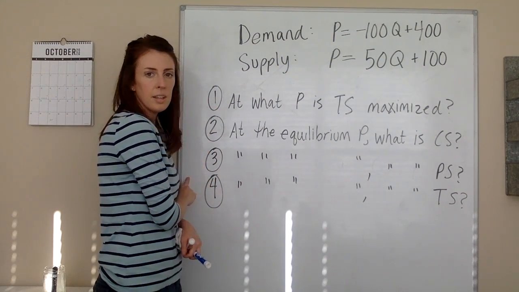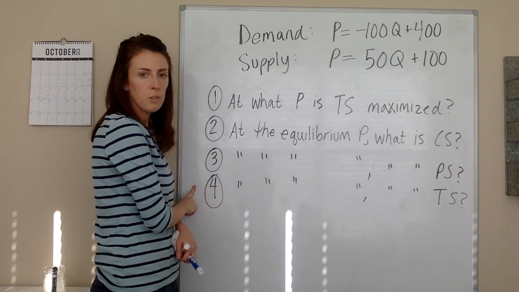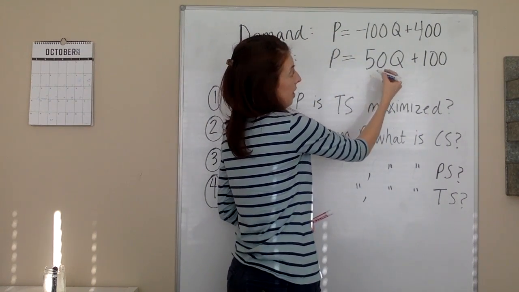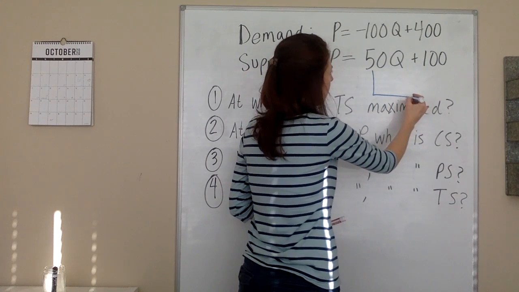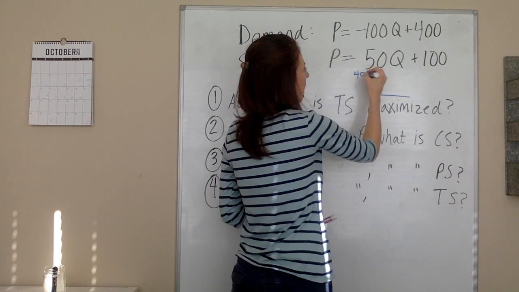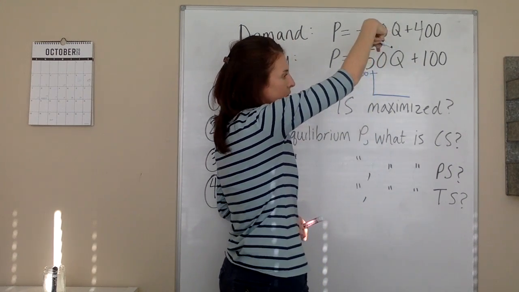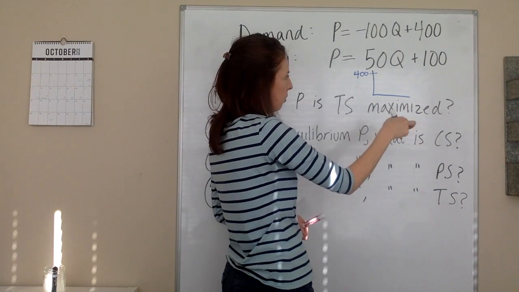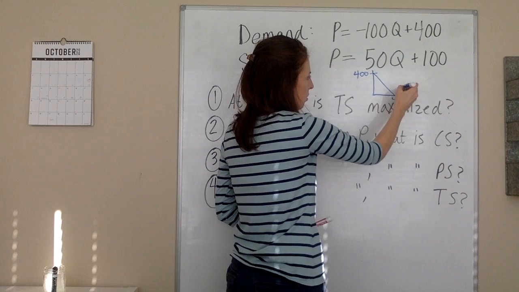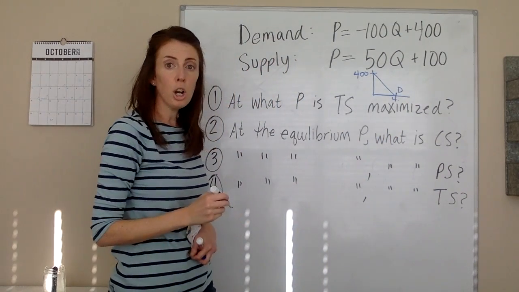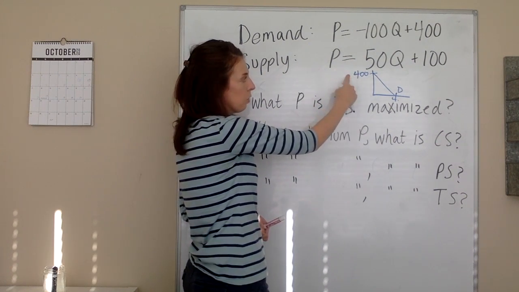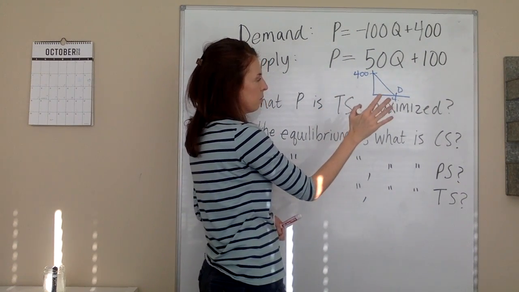It's going to be easiest to calculate the areas of these triangles if you just draw the curves. So let's draw demand together. The demand curve has an intercept at 400. It has a slope of negative 100, so you're going to go down 100 over 1, down 100 over 1. That's going to hit the x-intercept at 4. So the demand curve is going to have a price intercept at 400, a quantity intercept at 4. Okay, that's a big hint.